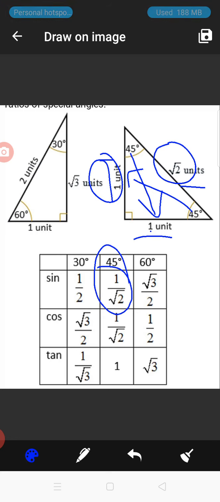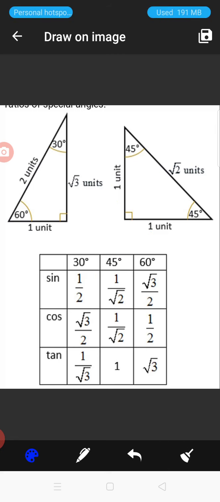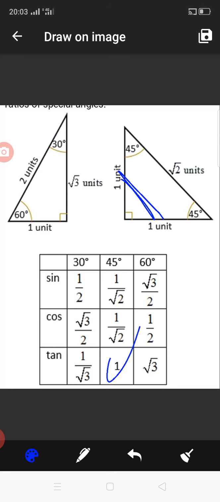Now, the adjacent side and opposite side are equal. Therefore, the sine and cos ratios are equal, 1 by root 2, 1 by root 2. And when you think for tan of 45, tan 45 is opposite upon adjacent, 1 upon 1, which is nothing but 1.